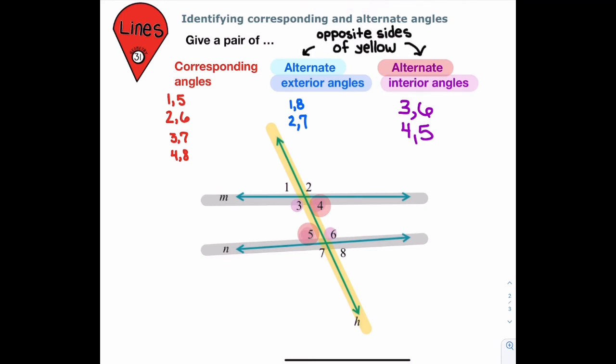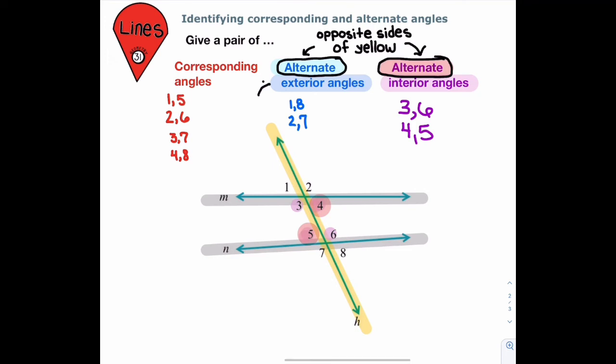I'm going to go ahead and summarize this vocabulary again. So starting off with alternate. If you are alternating, it means that you're jumping across that yellow line. Any angles that are alternates, one angle is on one side of the yellow line and the other angle is on the other side of the yellow line. Like 1 and 8 are on opposite sides of that yellow line.